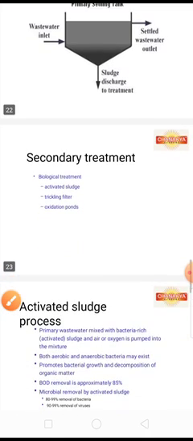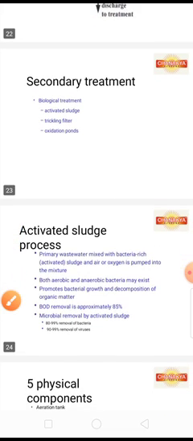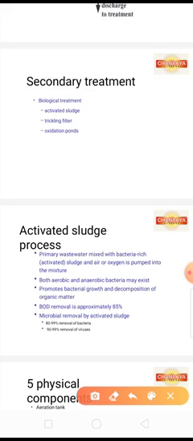Now, secondary treatment. We discussed that secondary treatment is done with two processes: biological treatment and chemical treatment. Biological treatment uses the activated sludge, the sludge which we received, then trickling filters and oxygenation ponds. Now, what is this activated sludge process? First of all, a very important thing in this biological process is the use of bacteria.